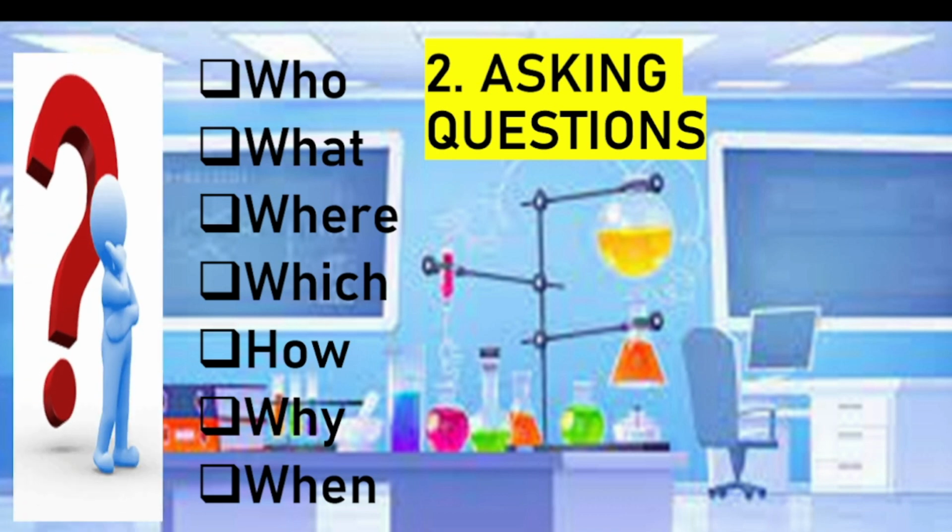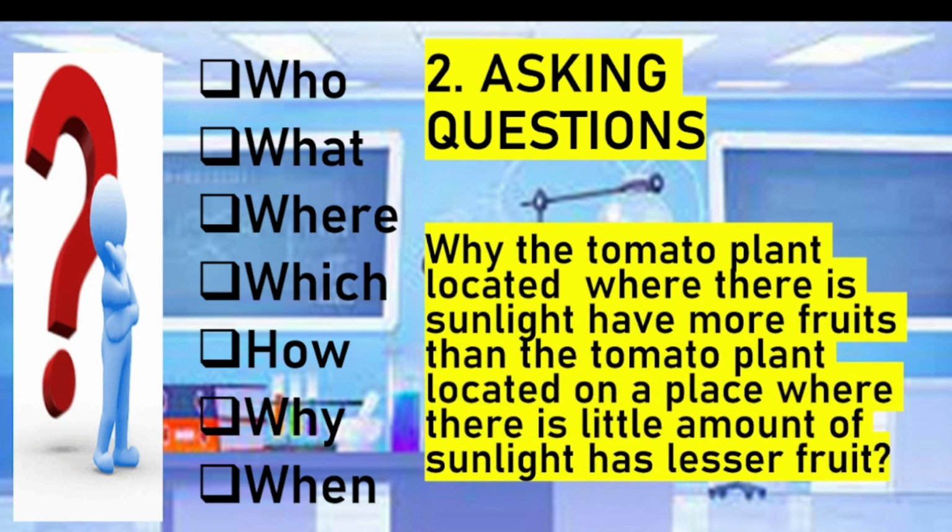One of the possible questions that you can ask from our observation a while ago is, why does the tomato plant located where there is sunlight have more fruits than the tomato plant located on a place where there is a little amount of sunlight, which has lesser fruit?